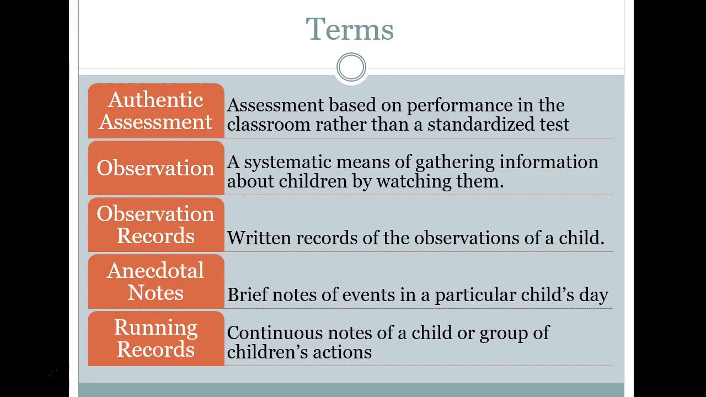Anecdotal notes is one way, and that is a brief note of the events in a particular child's day. And the key is that these are brief. The running record is not brief. It's a continuous set of notes where you're writing everything down that happens during a time of day with a child or a group of children. We use these two methods for different reasons, and we'll get into that a little bit deeper a little later in our talk today.